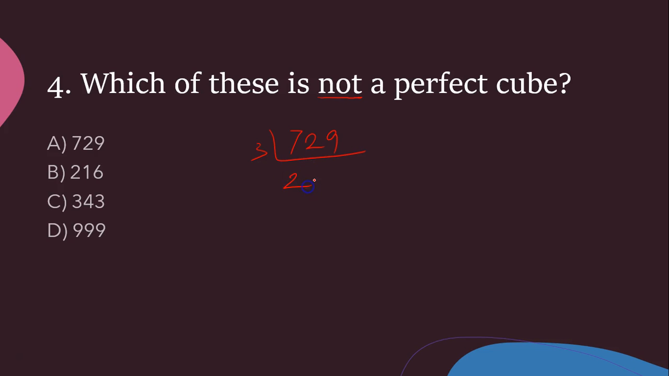2, 2, 4, 3. 3 again. Pretty sure 3 goes inside. Yes. 81. 3 one more time. Let's draw this a bit. 3, 81, 27. Yeah, 27. 3. Ooh, this is 9.